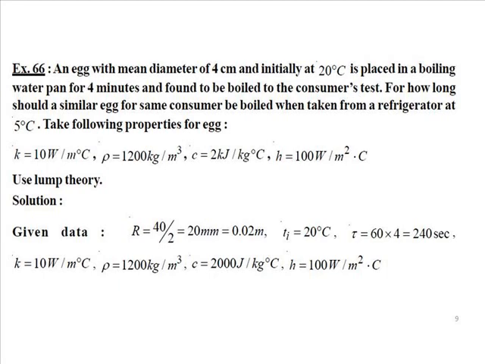So friend, this is a simple numerical where initially the egg is at 20 degrees Celsius and after 4 minutes of boiling it satisfies the customer's taste. Now if instead of 20 degrees Celsius, the same egg is taken from the refrigerator where the temperature of egg is 5 degrees Celsius, for what time we have to boil it to satisfy the same customer, that we have to find out. So let's start the solution for it.